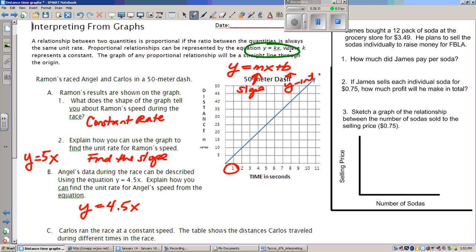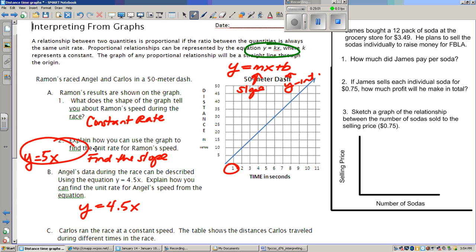Why is there no plus anything here? Okay, hopefully you said it's because the line goes through 0, 0. The y-intercept is at 0, 0, which makes sense. If no time has elapsed, Ramon would not be going anywhere. All right, so y equals 5x plus 0, or we'll leave it like this, is 5x.